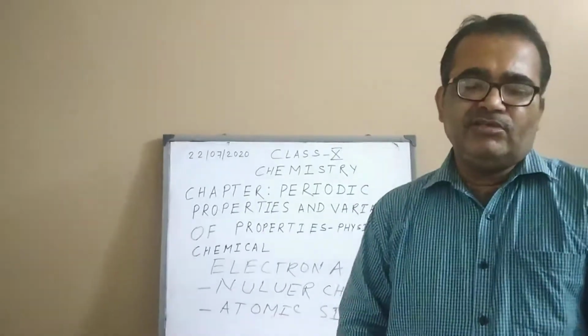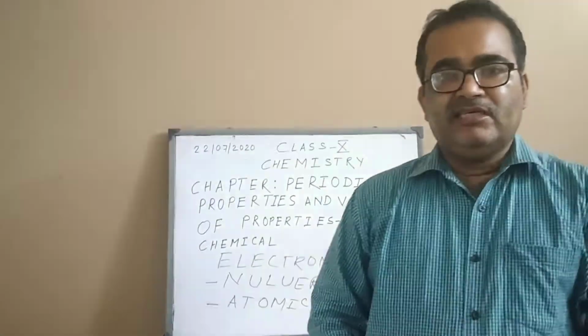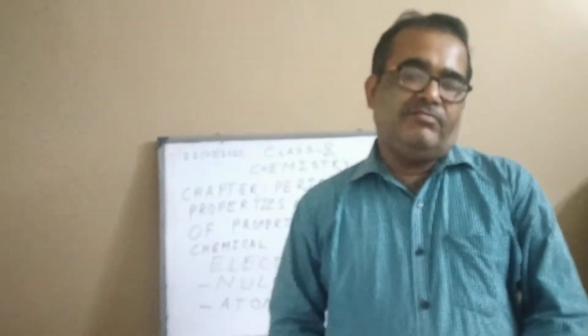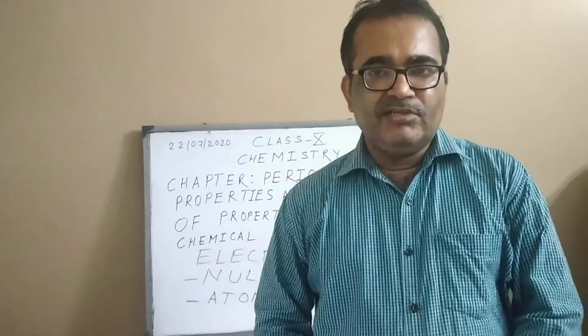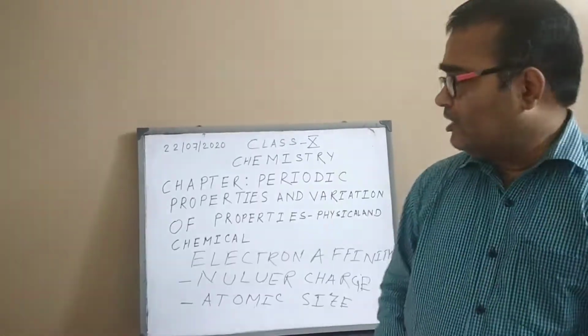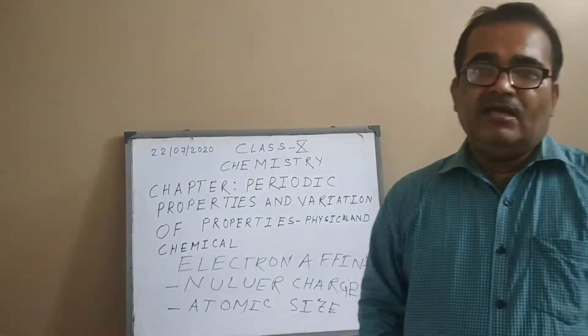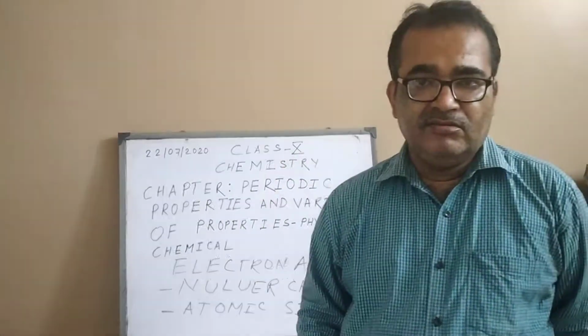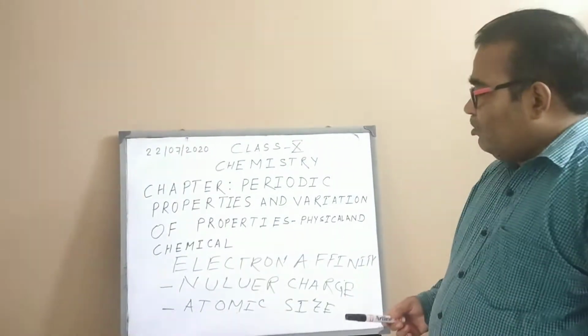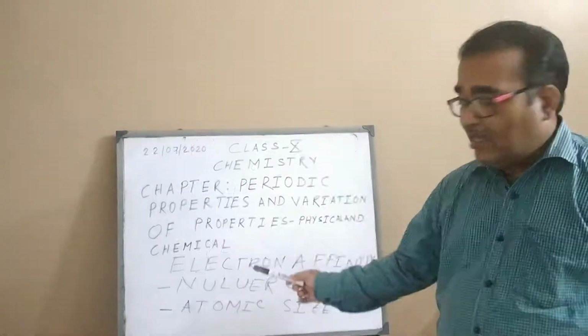In the previous class we have seen the variation of atomic size and the variation of ionization potential along the period and along the group. Now today I am going to discuss a few more periodic properties and their variation. So one more important property is electron affinity.